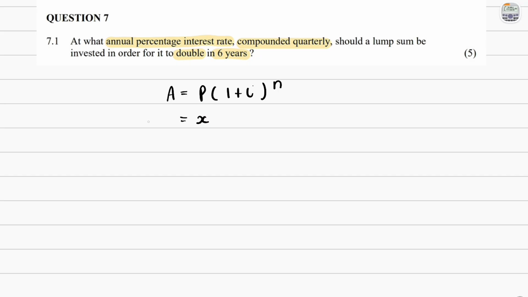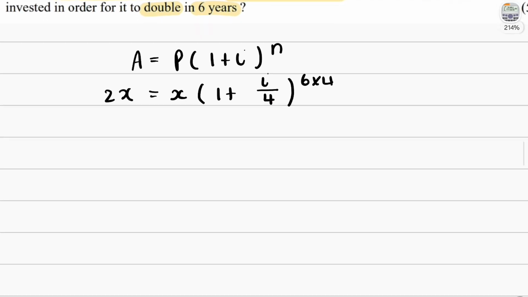And because the final amount was double, we can call that 2x. And we're saying multiply by 1 plus the interest. Now that interest is compounded quarterly, so we divide it by 4 because we need to cut it into 4 quarters. And then it's going to be invested for 6 years, but we need to convert this into quarters, so 6 times 4. And all we're doing here is solving for i.